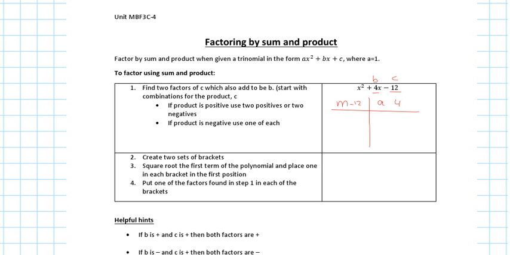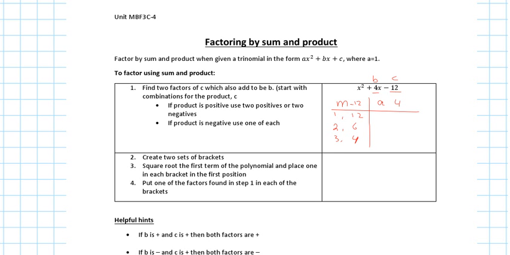So give me what multiplies to negative 12. What multiplies to negative 12? Okay, so 1 and 12, 2 and 6, 3 and 4. They can be different signs. So one of them has to be negative, so it multiplies to a negative.